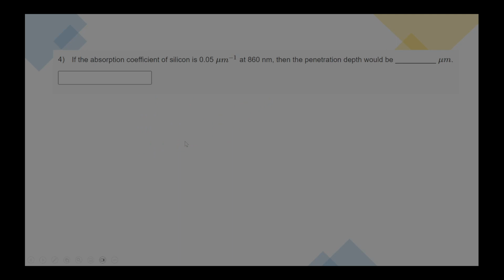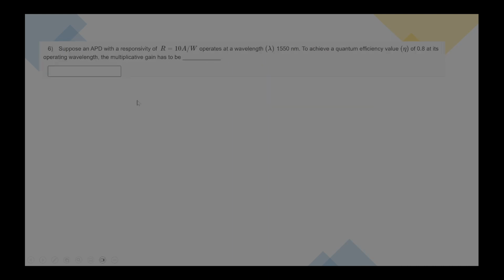Then question number 4 is there. If the absorption coefficient of silicon is 0.05 per micron at 860 nanometer, then the penetration depth would be in micrometer. Just follow this lecture, you'll get the formula and you can solve this question easily. Then question number 5 says the impact ionization coefficient for holes is greater than that of electrons in silicon. So true or false you have to answer here.